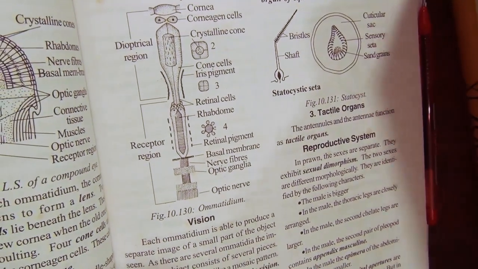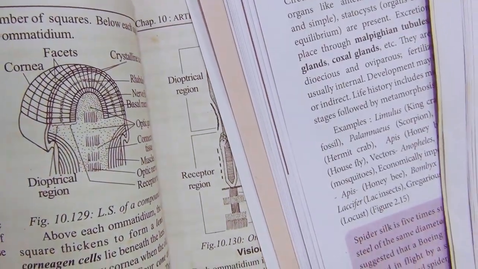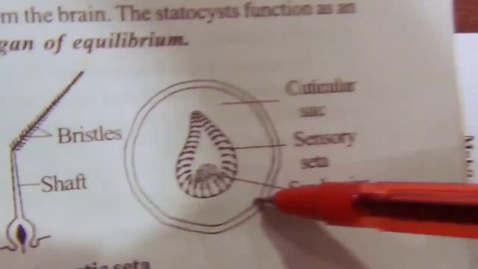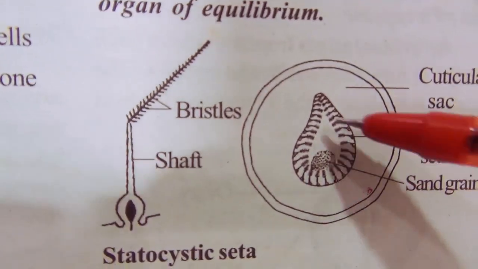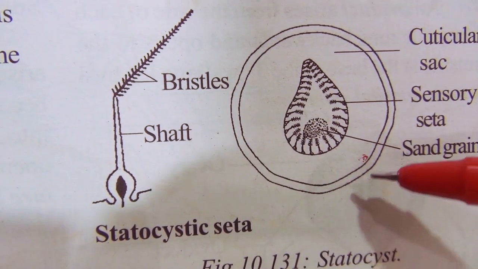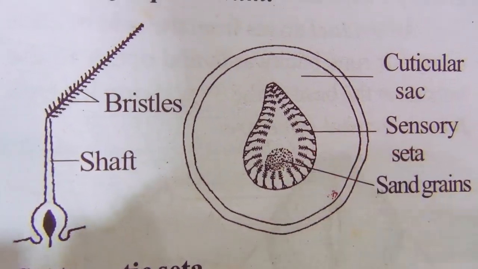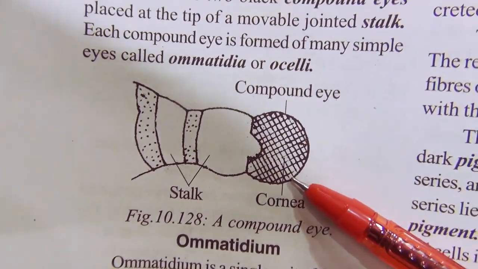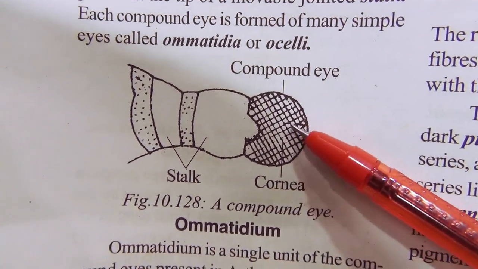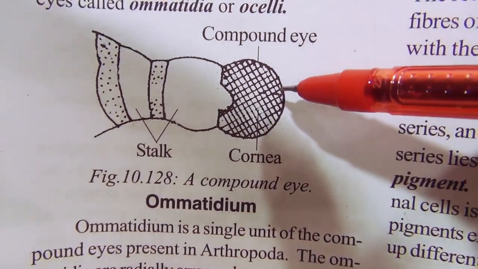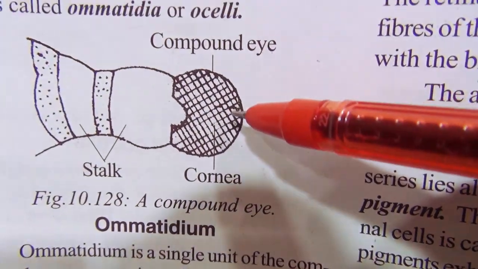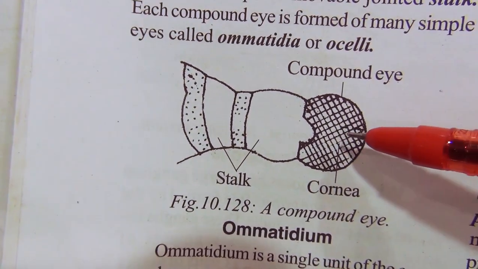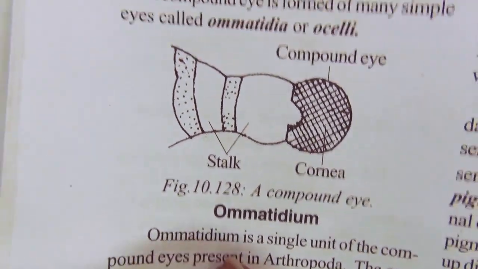Statocyst, you can see it here. One second. See, this is statocyst. Okay, this is used as the organ of equilibrium. And this is the compound eye for the sense organ. Ommatidium, each unit is ommatidium. And a lot of ommatidia are present here. And this is helpful in the eyes, children.